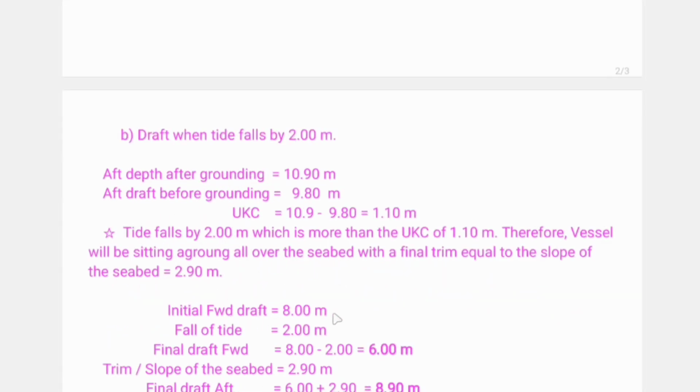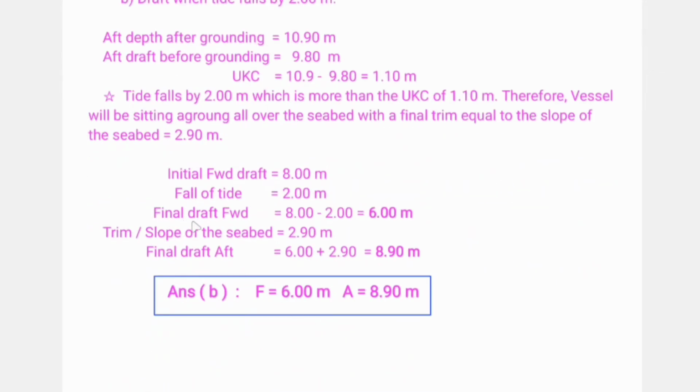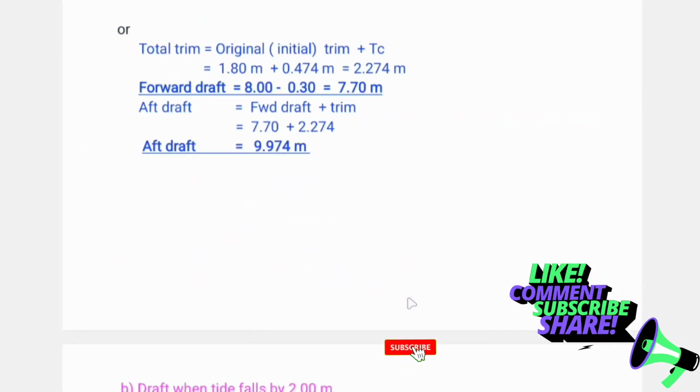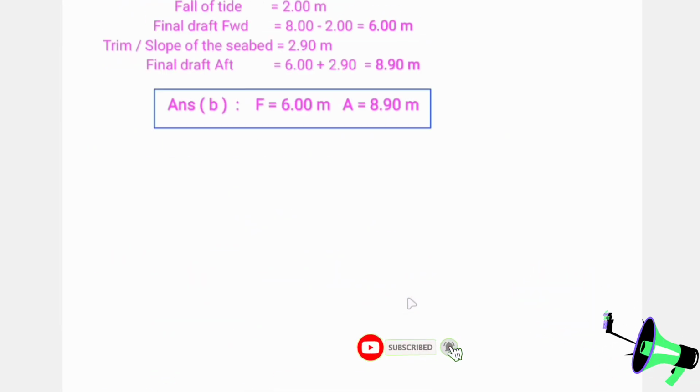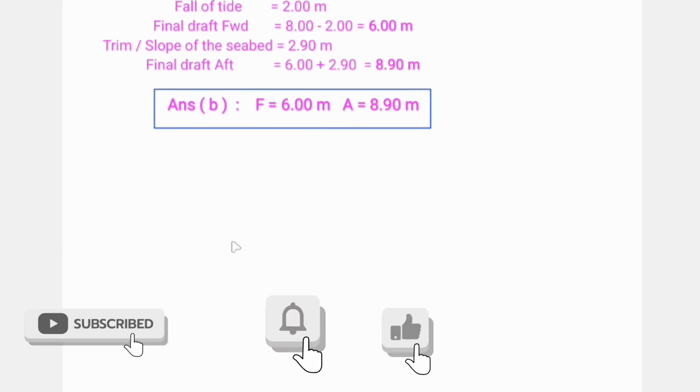Initial forward draft, we know, is 8 meter. Fall of tide is 2 meter. Final draft forward is equal to 8 minus 2 meter, that is 6 meter. Trim, or slope of the seabed, is equal to 2.9 meter. Final aft draft is equal to 6 plus 2.9, that is 8.90 meter. Therefore, the final answer is forward draft equal to 6 meter and aft draft 8.90 meter. Hope you have understood the sum. Thank you for watching.